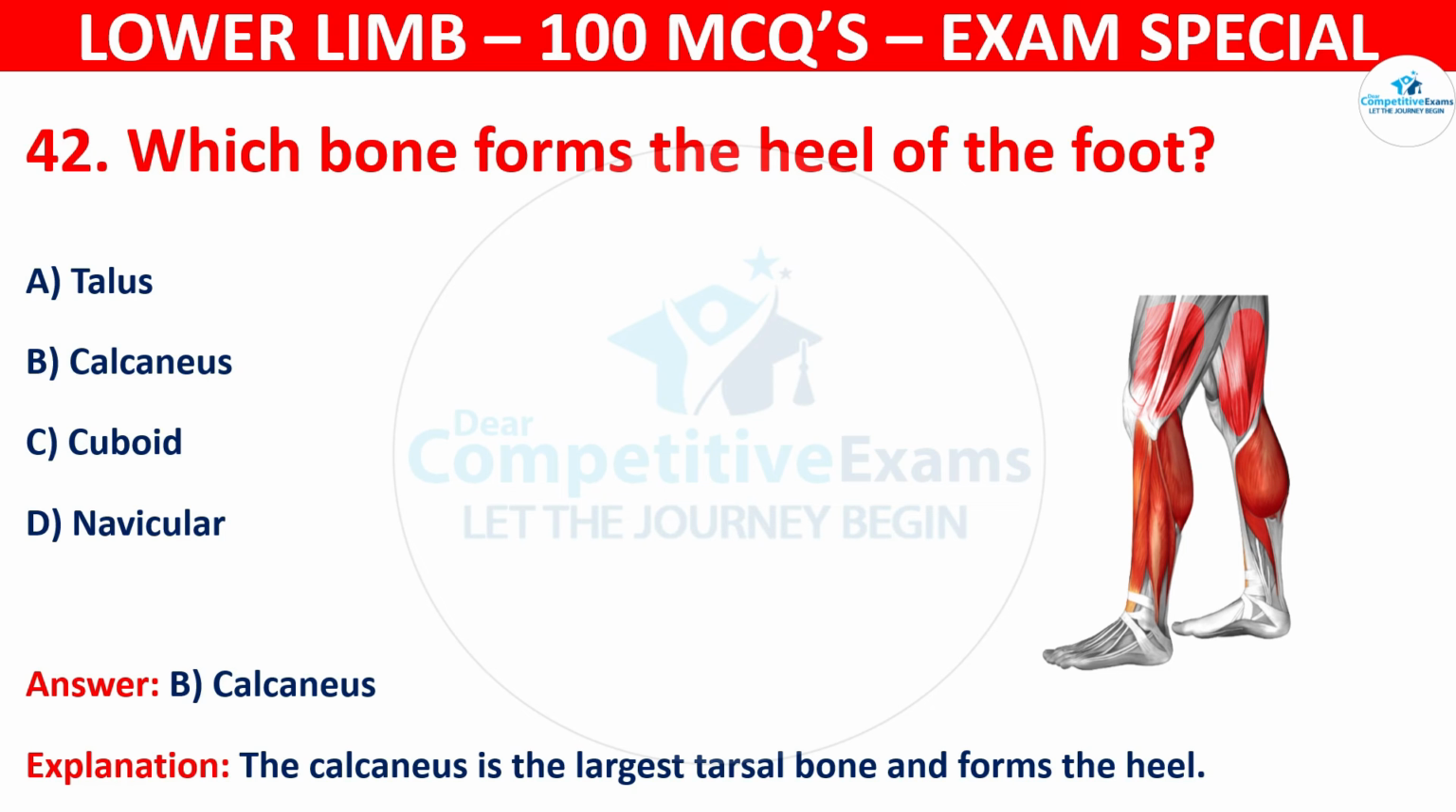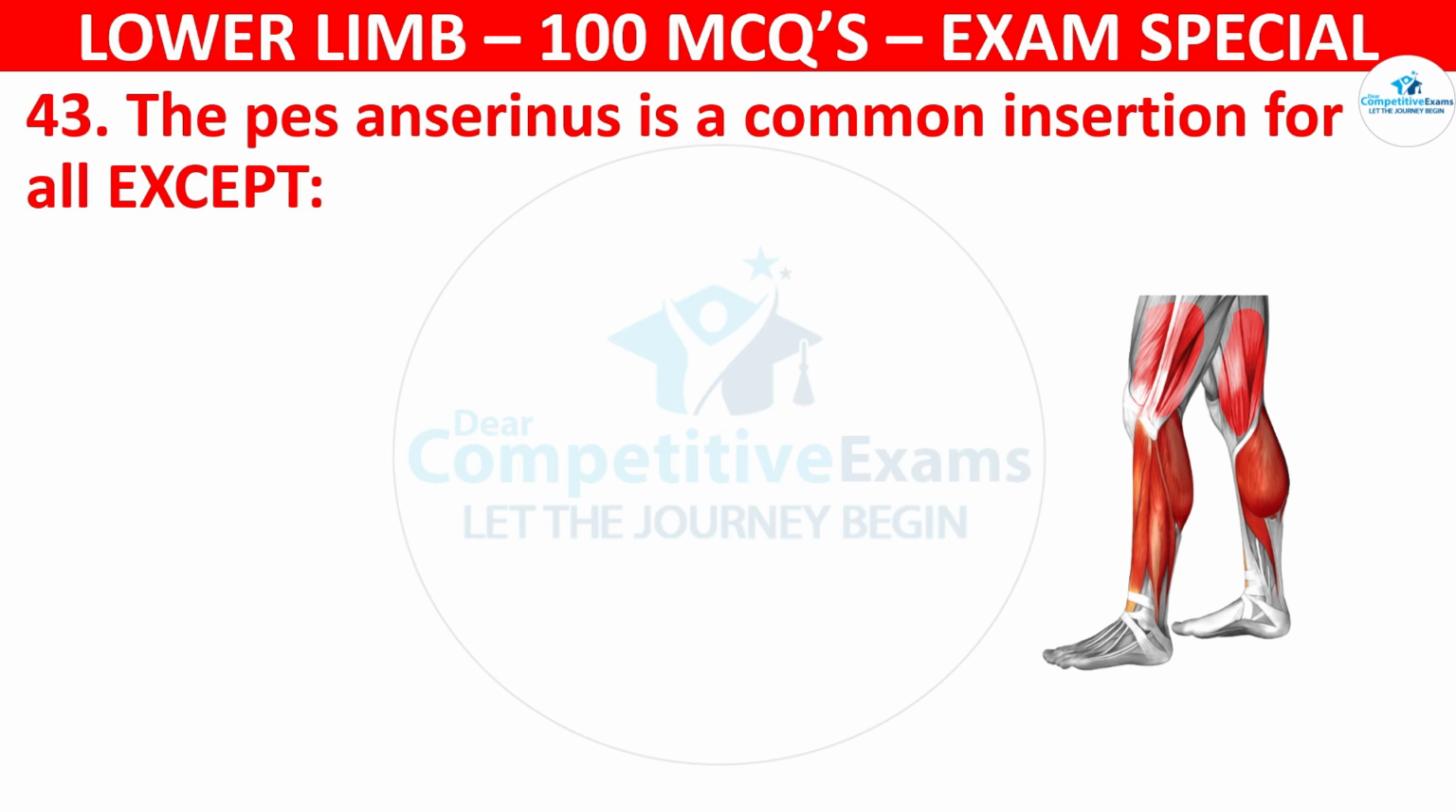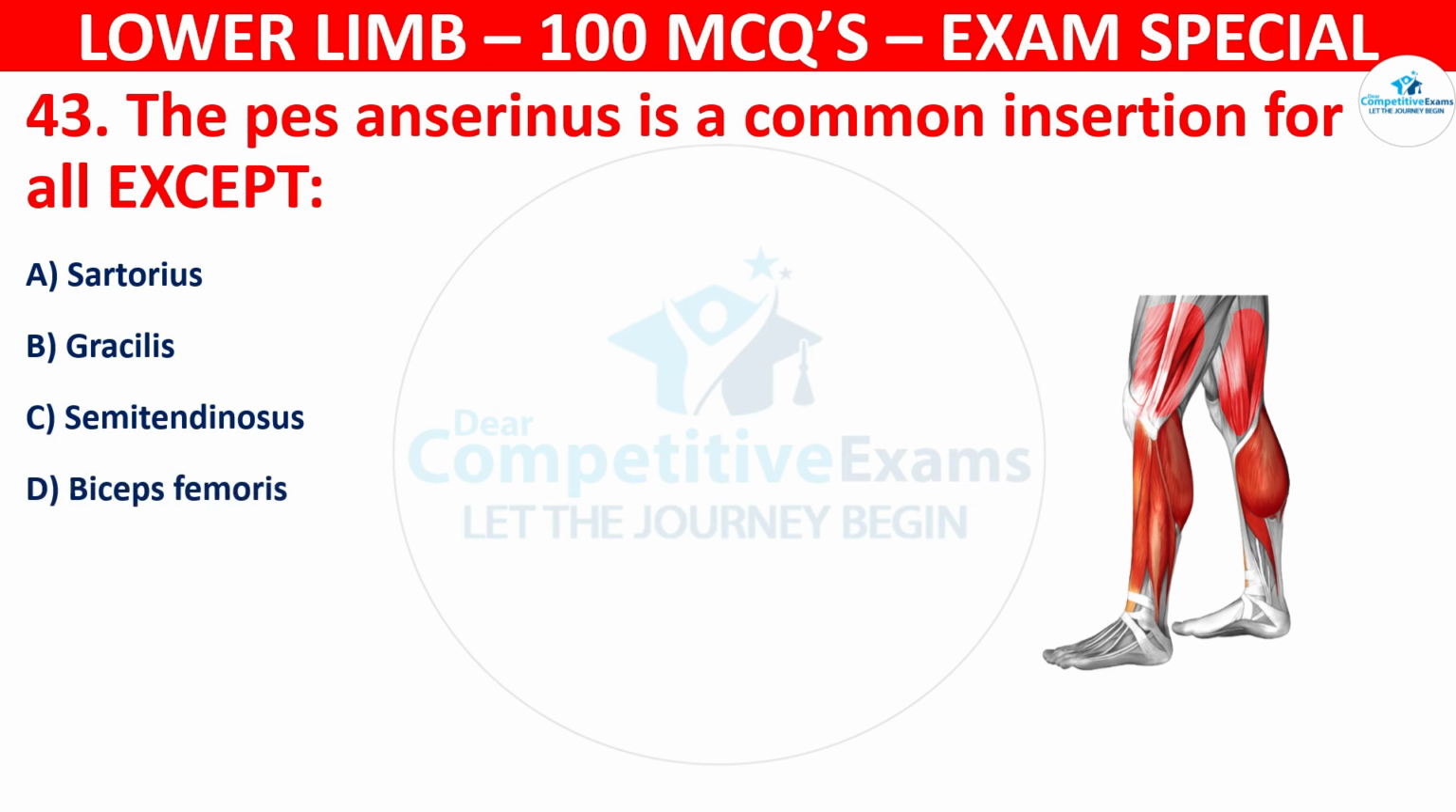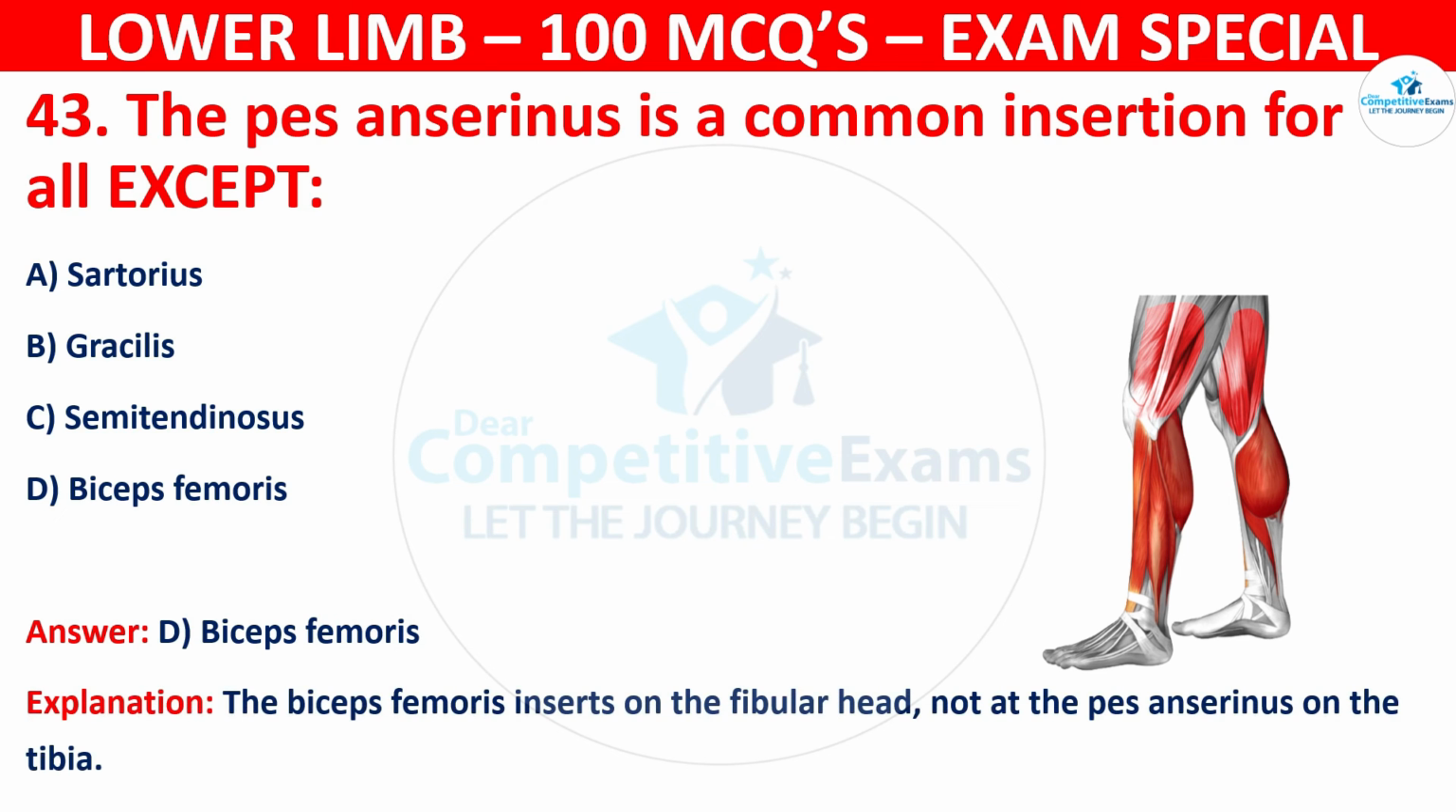Question number 43. The pes anserinus is a common insertion for all except sartorius, gracilis, semitendinosus, or biceps femoris. The correct answer is B, that is biceps femoris. The biceps femoris inserts on the fibular head, not at the pes anserinus on the tibia.